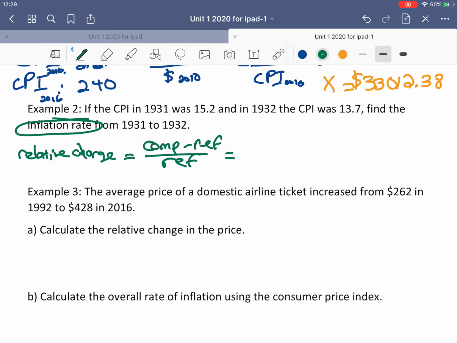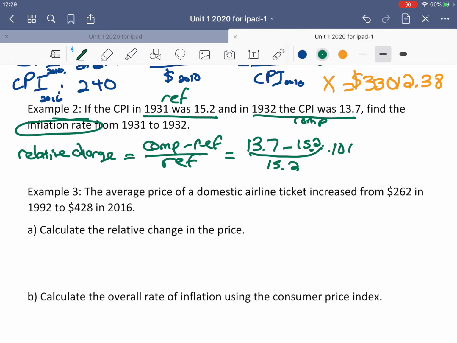Now, I want you to do some older years that aren't in the chart, so I've provided them here. What is what here, though? So we have this number from 1931 and this number from 1932. How do I pick my reference value? If it's time frames, that's our favorite because the older one is the reference value and the newer one is the compared value. So this would be 13.7 minus 15.2, sorry, divided by 15.2. I'm going to go ahead and multiply it by 100.